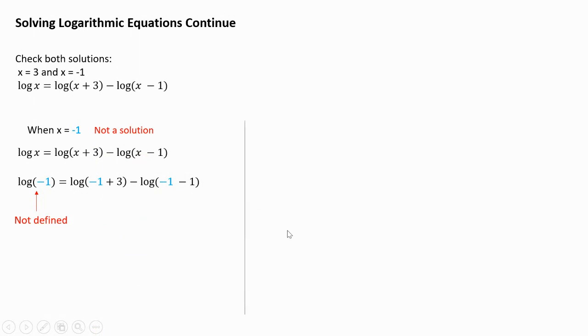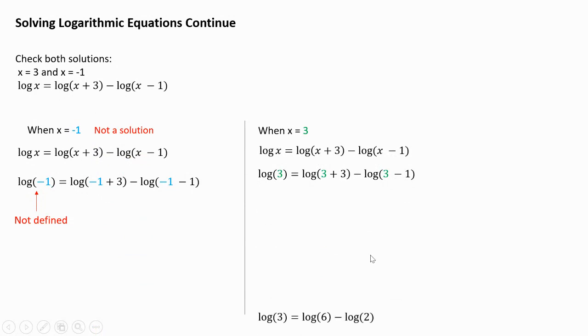Then if we test the 3 out, I'm going to plug in 3 for every x. I'm going to plug it in there for the log of x. I'm going to plug in 3 there for the x plus 3, and also for the x minus 1, I'm going to plug in 3 for the x. So this becomes log of 3. This becomes 3 plus 3, which is equal to 6. And 3 minus 1 is equal to 2.